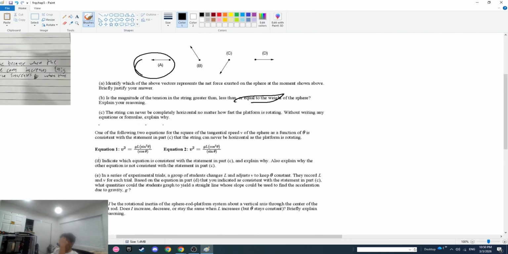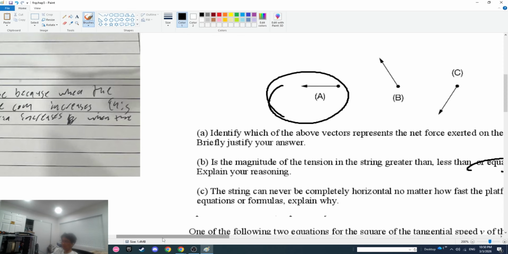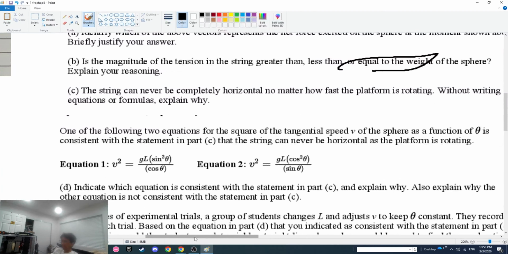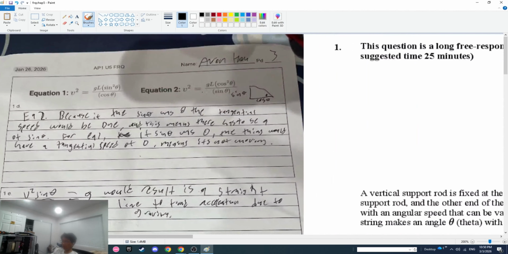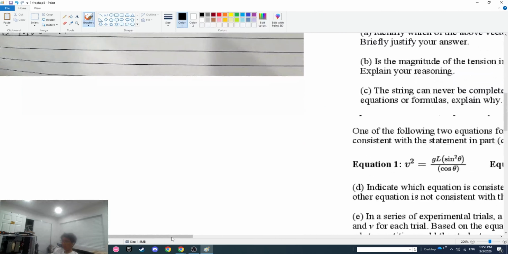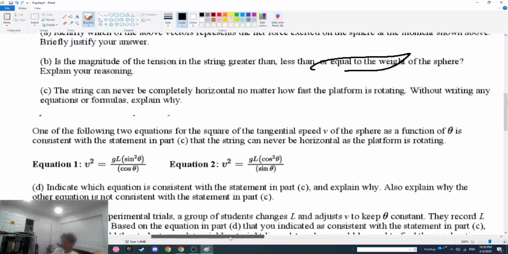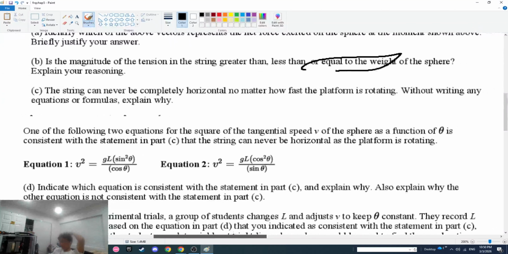And then in part D, we're asked to indicate which equation is consistent with the statement in part C, and to explain why the other one isn't consistent. I thought it was the second one, equation 2, but that's wrong, because we're asked to explain why it could never be horizontal.